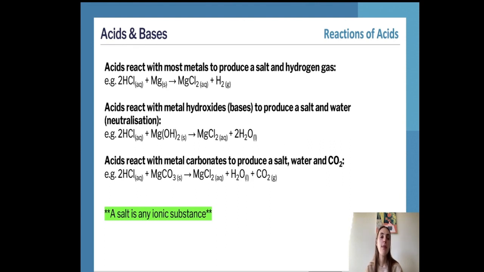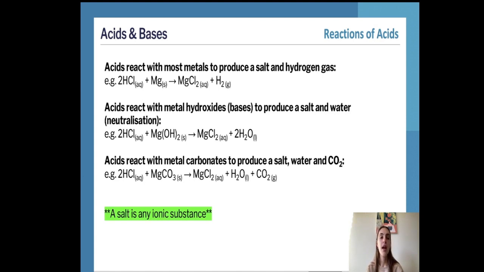That will be 2HCl, as an example, 2HCl plus Mg, so magnesium, is going to make magnesium chloride and hydrogen gas. So the acid is hydrochloric acid, the metal is magnesium metal, the magnesium chloride is the salt, and the hydrogen gas is obviously the hydrogen gas.